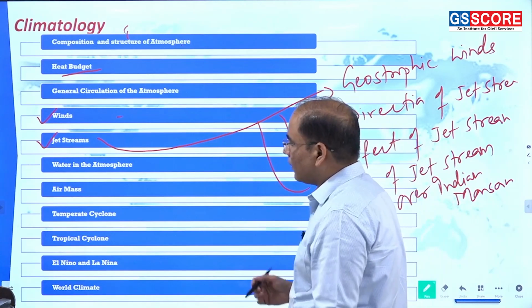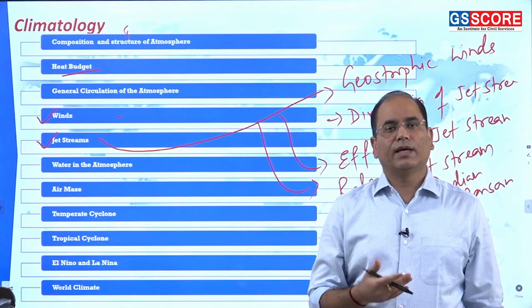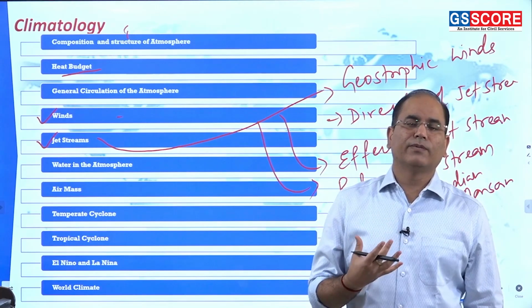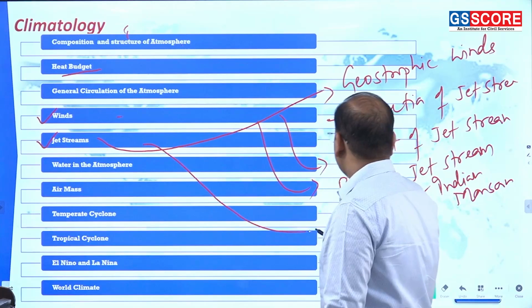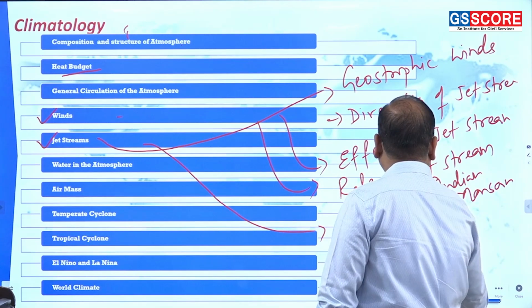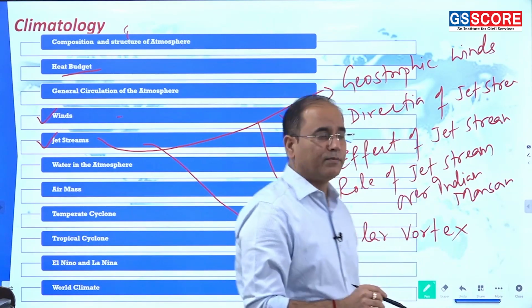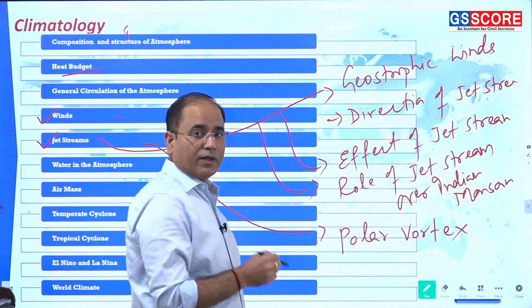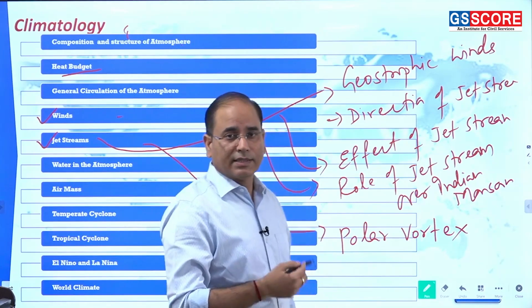Even the jet streams also affect the polar area. So in the polar area we have a polar jet stream, and the polar jet stream will have different roles. There is a phenomenon that is witnessed in the polar area, and that is associated with the jet stream, which is simply known as the polar vortex. So the phenomenon of polar vortex is very much associated with the jet stream.